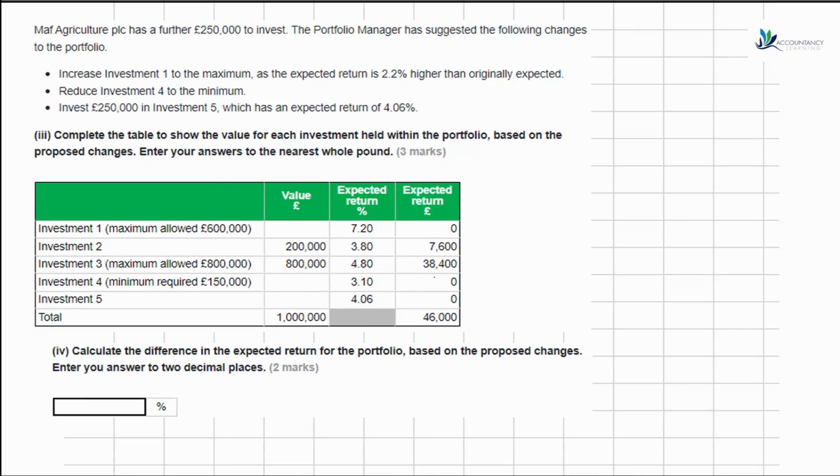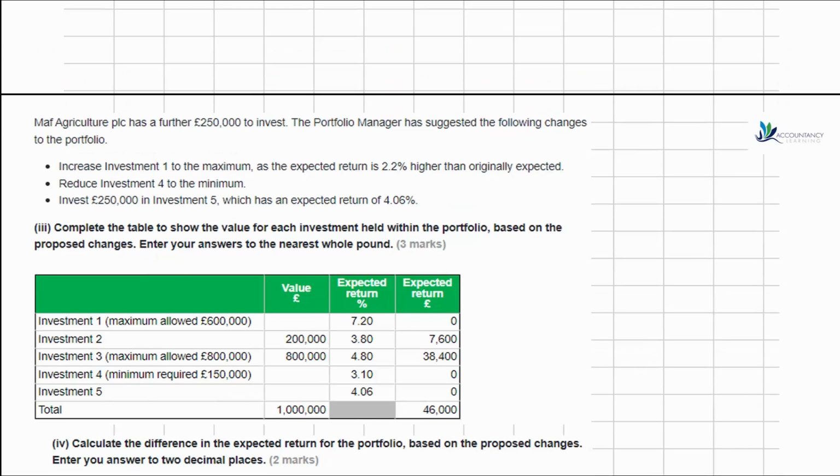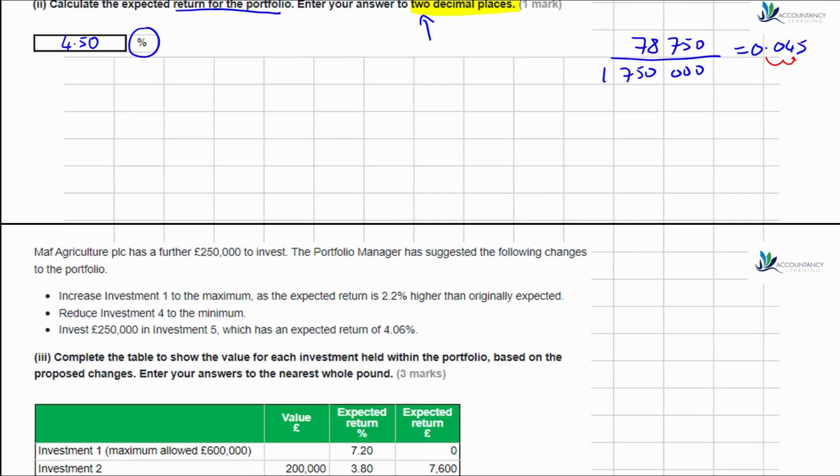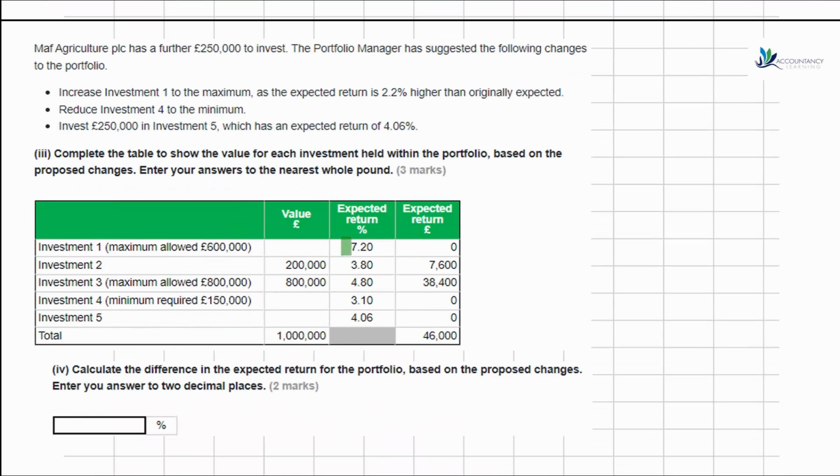And then in the last part, we're further told that MAF Agriculture plc has a further 250,000 to invest. The portfolio manager suggested the following changes to the portfolio. So first of all, we need to increase the investment 1 to its maximum, as the expected return is 2.2% higher than originally expected. So if you go back a moment, we can see that originally we were expecting a return of 5%. But now we're expecting a return of 7.2%.